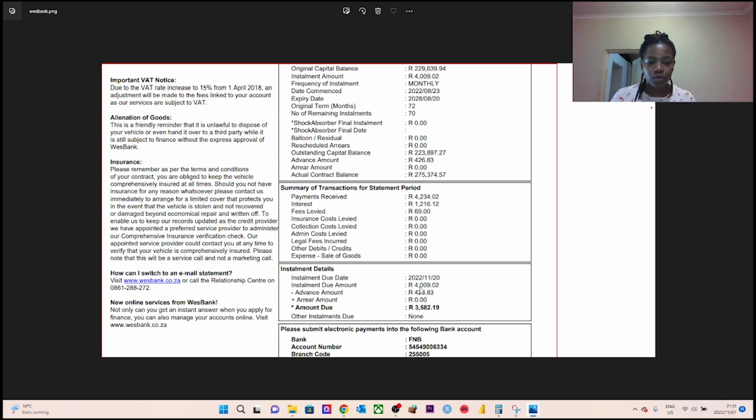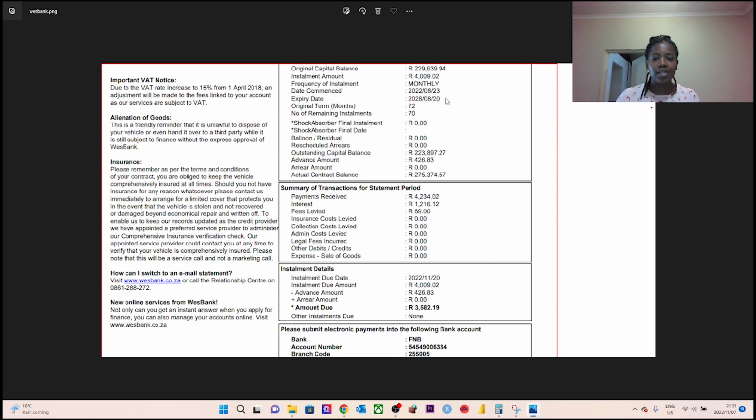And my installment due amount is 4,000 again, just like that. Advance amount minus 426 plus arrear amount. So if you owe anything, they would add it onto the next installment, but I don't, so they've subtracted the amount that I've prepaid, and then the amount due is 3.6. But because they're still going to be debiting the 4,000 on the 20th of this month, I'm still going to have this advance amount until a future time where I want to either ask them to debit a bit less, or use that money for something else, or have it count towards my next installment.